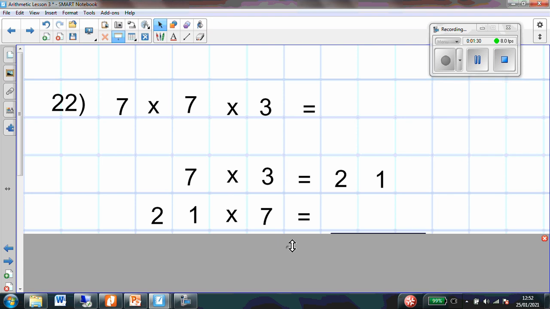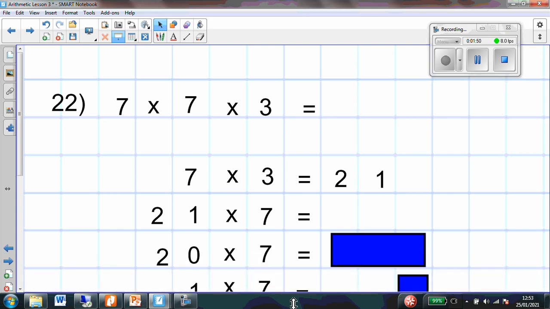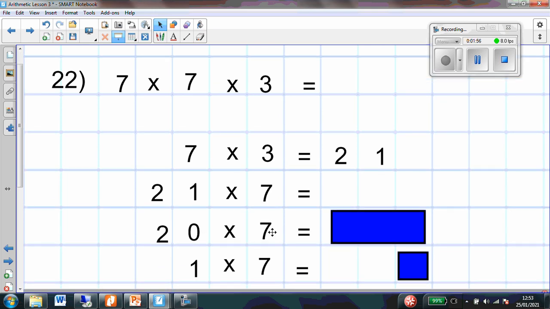That's a bit tricky for me. So what could I do? Perhaps I could partition the 21 to help me. What could I partition 21 into? Well done if you thought I could partition 21 into 20 and 1. Now, 20 times 7. Well, I know that 2 times 7 is 14. So what would 20 times 7 be? I times it by 10 more. Oh, so that's going to be 140.